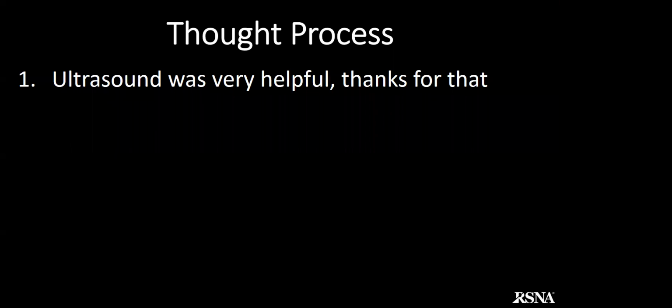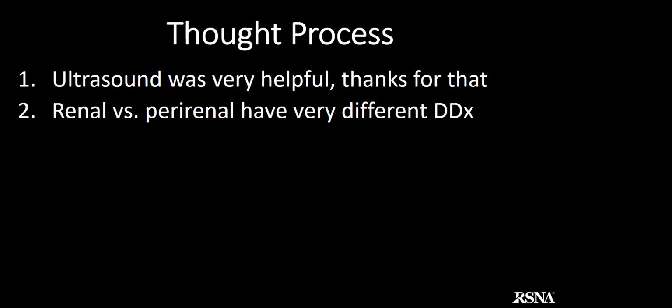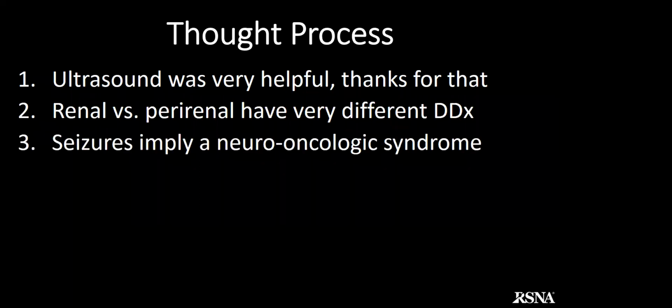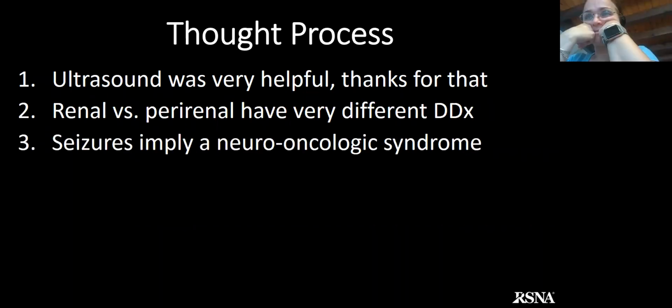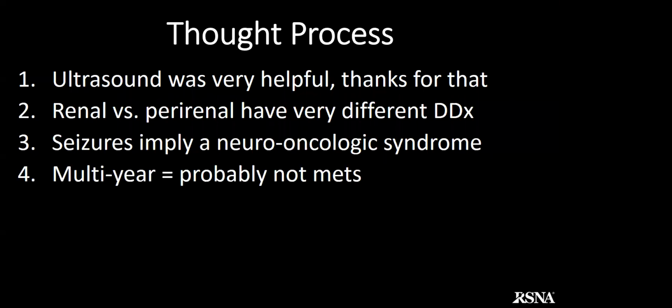So I thought the ultrasound was very helpful. Renal versus perirenal have a very different differential, so I thought the fact they were perirenal was important. So I kind of stayed away from the renal differentials like tuberous sclerosis for a variety of reasons. You know, the seizures I thought implied a neuro-oncologic syndrome, but I couldn't find one that clearly fit that. And then the fact it's a multi-year process, I thought it was probably not Mets.